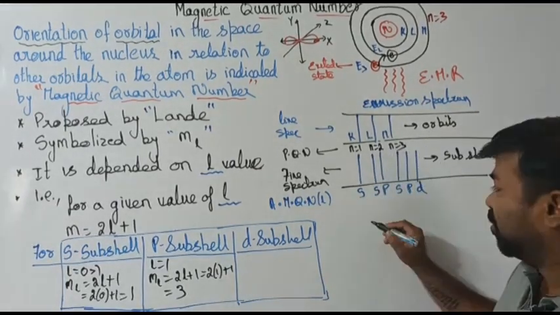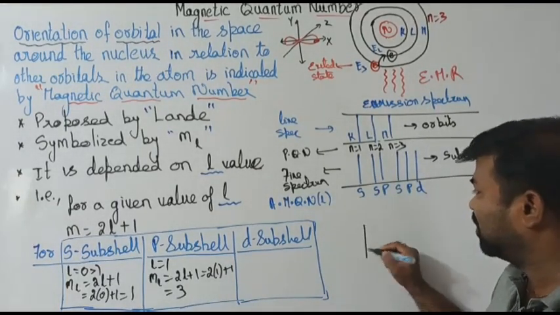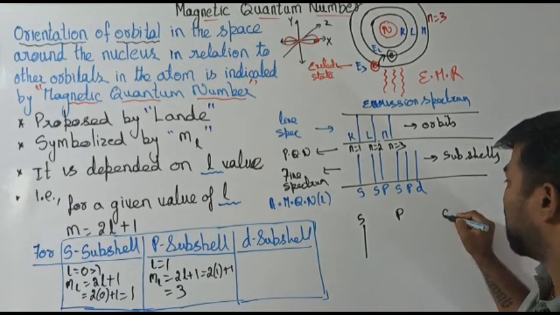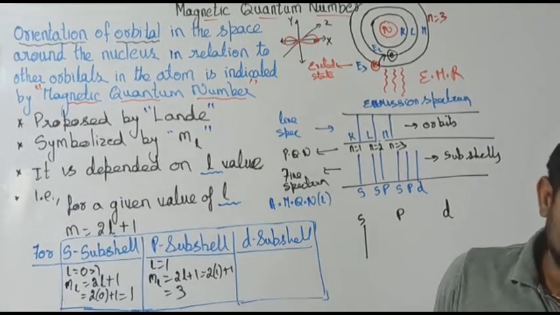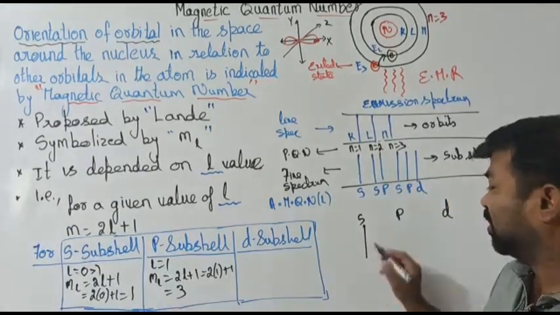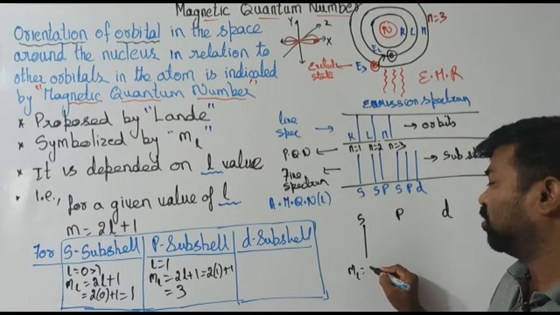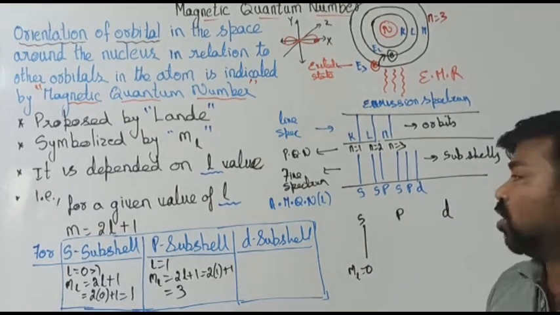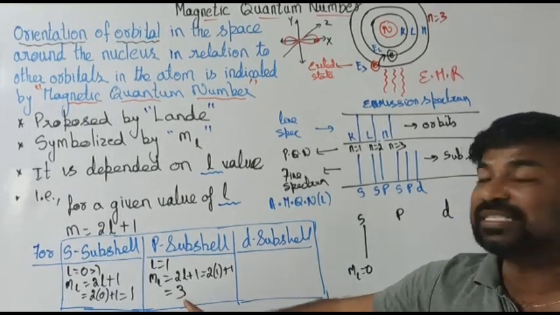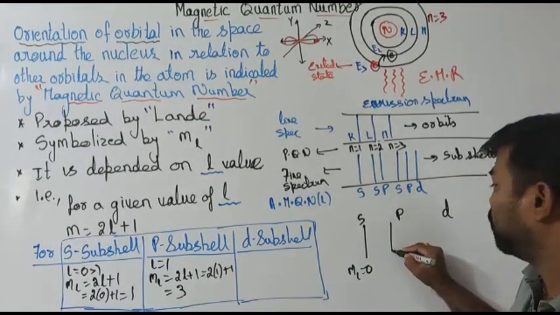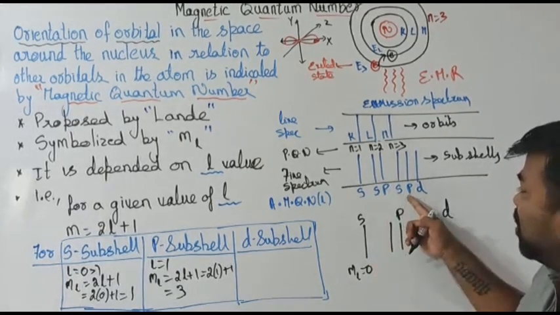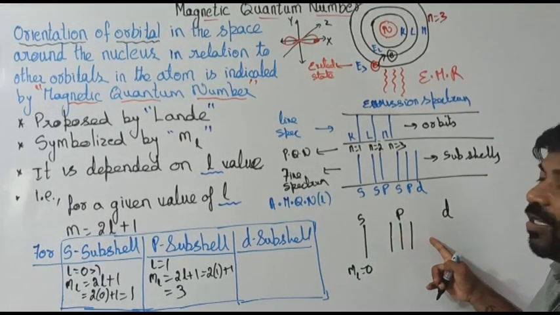Now if you think about the S orbital, P orbital and D orbital, let me specify that clearly for you. Suppose this is S, this is P and this is D. For the S orbital we have only 1, so ML is equal to 0, only one value. For the P orbital, how many orbitals do we have? 3. The P is divided into 3.